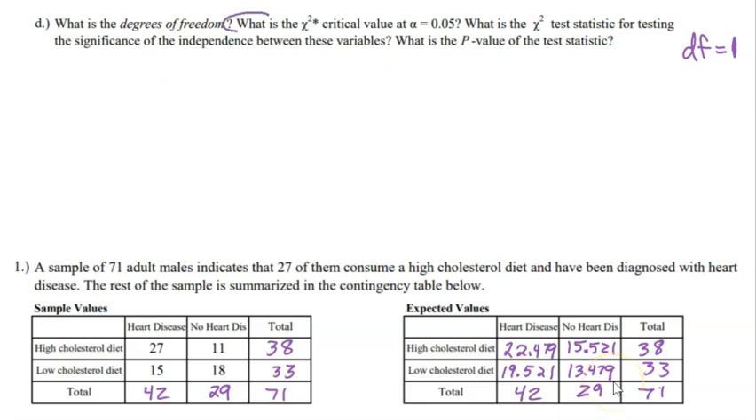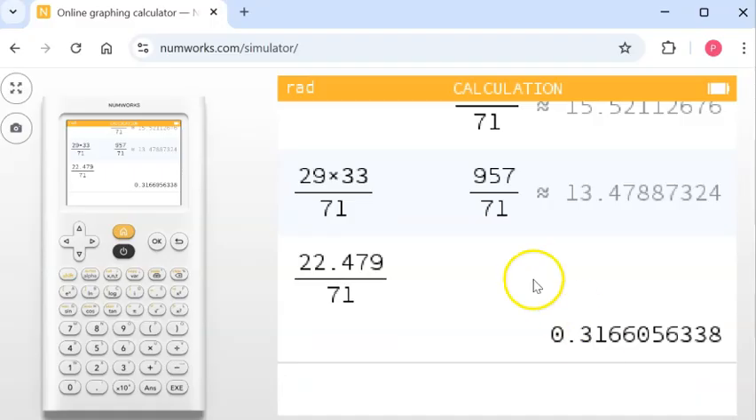All right, so the next part says, what is the chi-square critical value for this test at an alpha of 0.05? So if alpha is 0.05 and degrees of freedom is 1, then what is the chi-squared critical value? Well, to do that, we're going to have to go over to the NumWorks calculator or a paper table or Minitab.